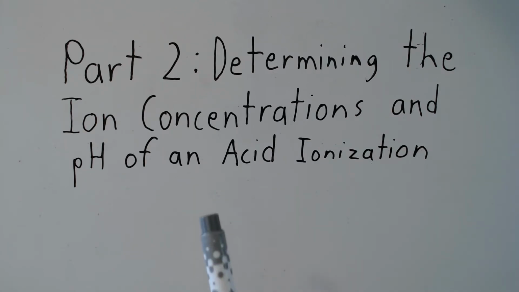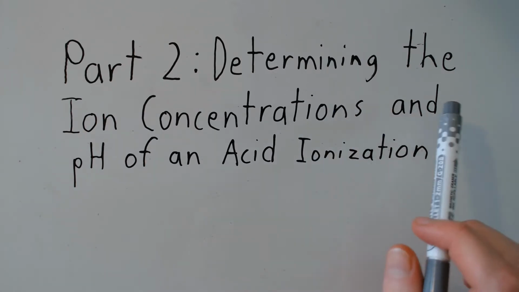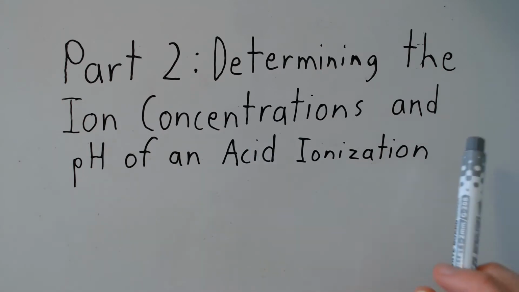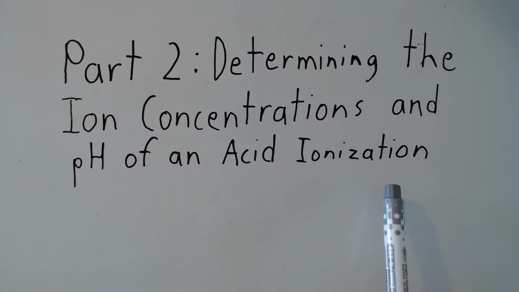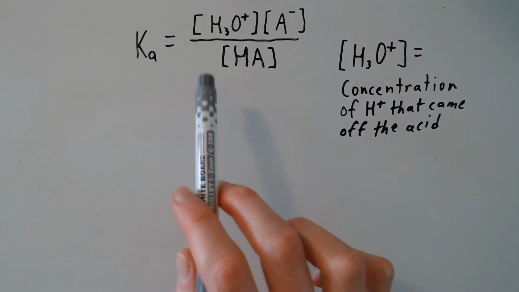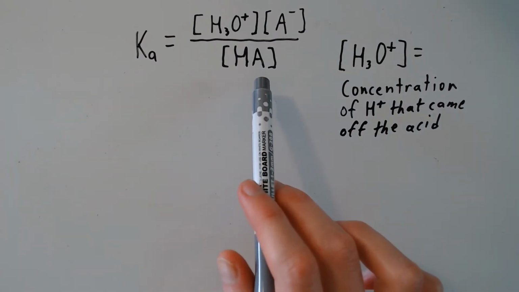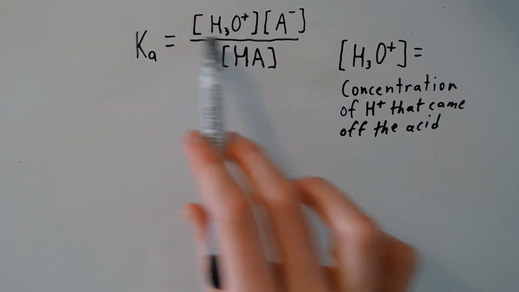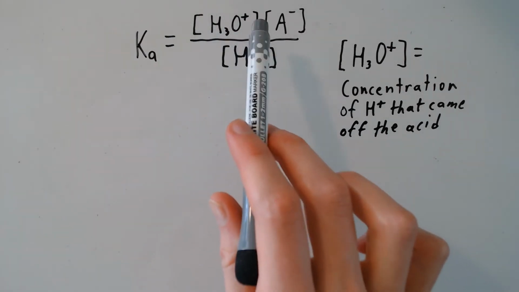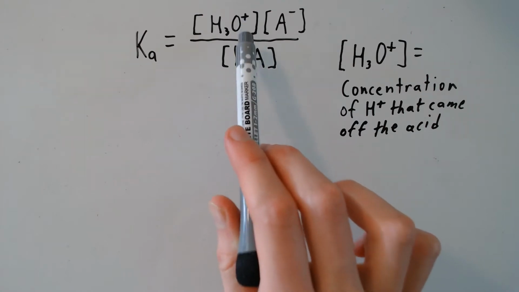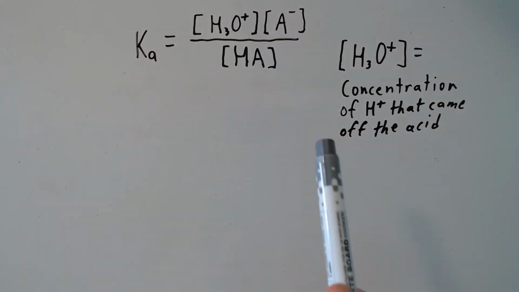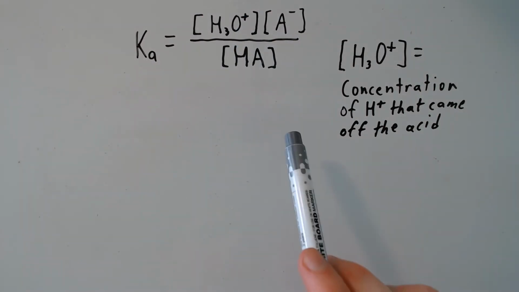Let's move on to part 2, determining the ion concentrations and the pH of an acid ionization. Usually the Ka equation is used to find the H3O+ concentration, and this H3O+ concentration can be used to find the pH of this acid solution.